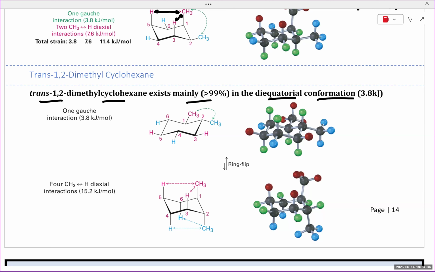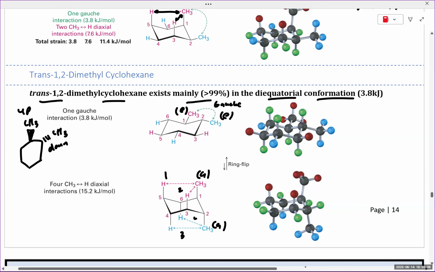Why is that? For trans-1,2-dimethylcyclohexane, which would be this depiction, we have one methyl group up, the other methyl group down. One conformation has both methyl groups equatorial, the other conformation has both methyl groups axial. In the equatorial conformation, we have a gauche interaction between the two methyl groups. In the diaxial conformation, we have 1, 2, 3, 4 methyl-hydrogen diaxial interactions.